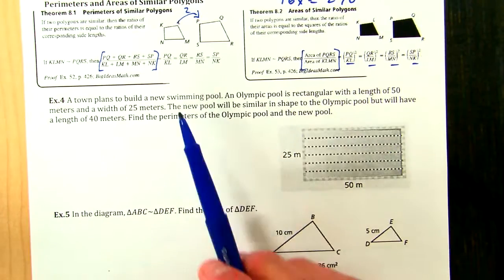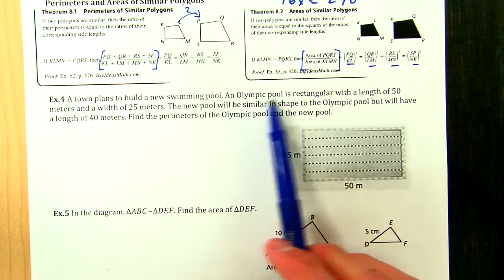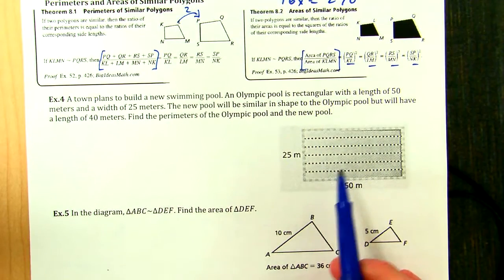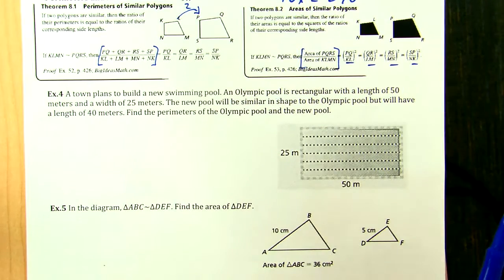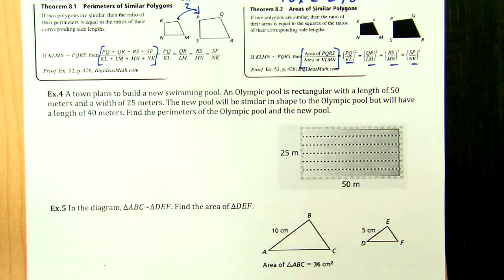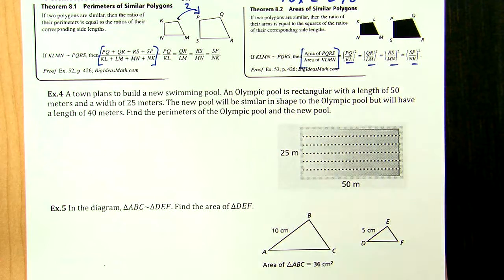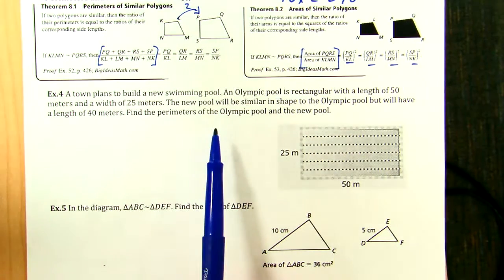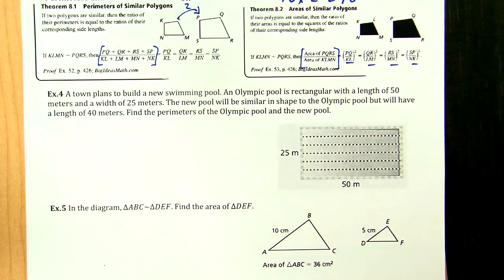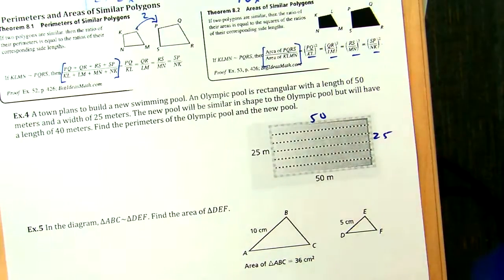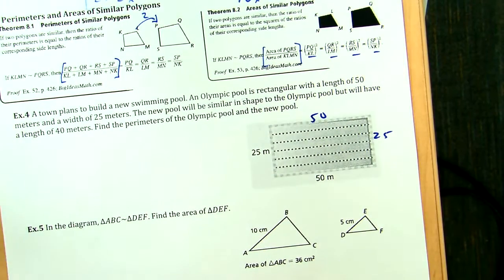Okay, so in example 4, a town is building a new swimming pool. An Olympic pool is rectangular with a length of 50 meters and a width of 25. So this is the Olympic pool shown right here. The new pool is going to be similar in shape to the Olympic pool, but will have a length of 40 meters. So what we're trying to do is find the perimeter of both the Olympic pool and the new pool.